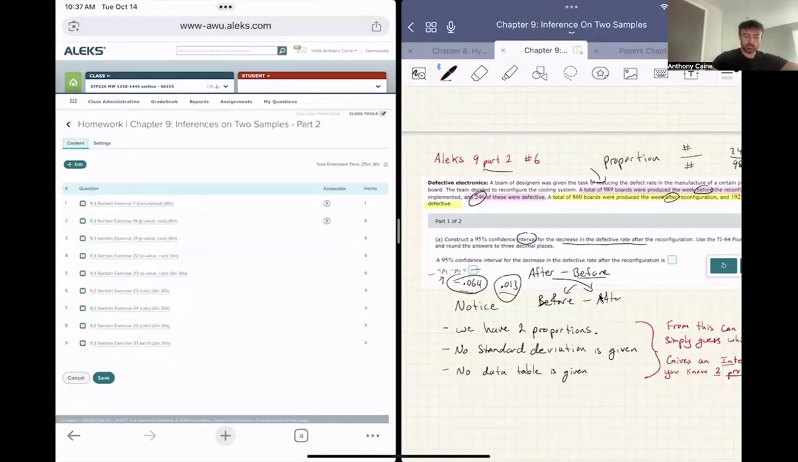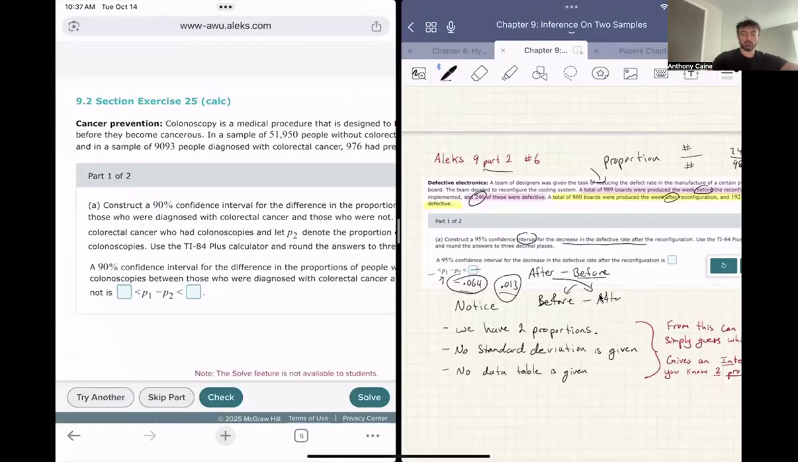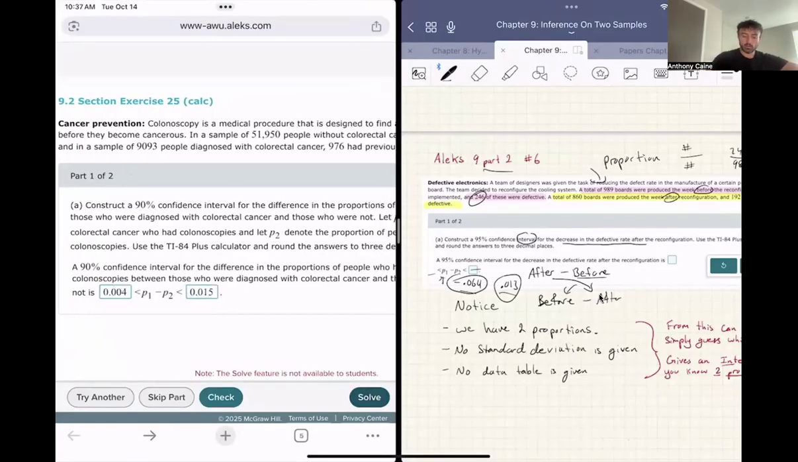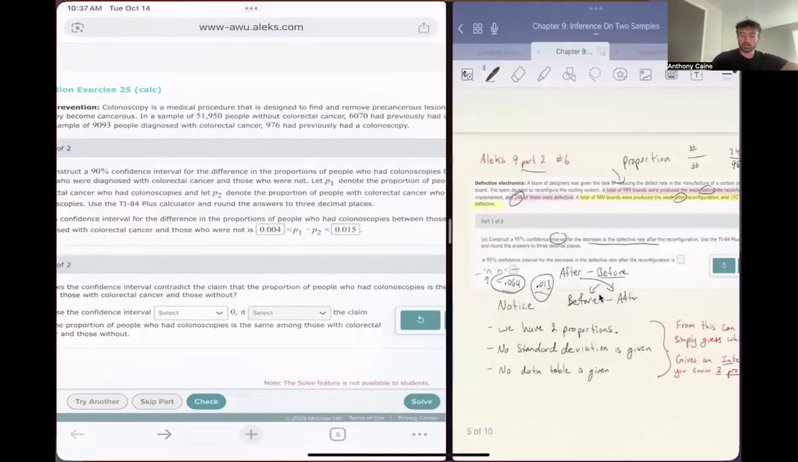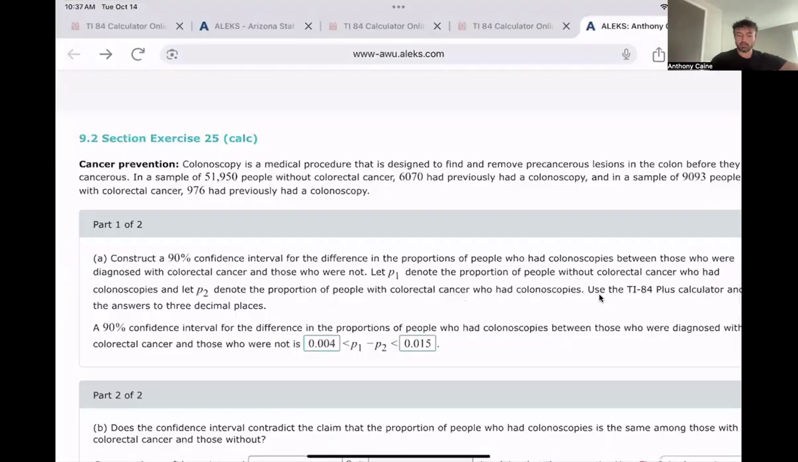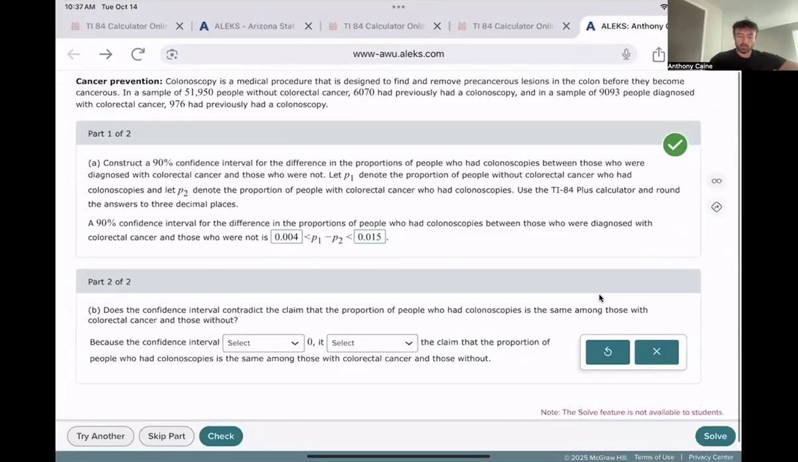contents. This is stuff from 9.3. Well, whatever, that'll work, that's fine. I'm just gonna hit solve and check. So we just saw a part A. This, it turns out, is with cancer screening and stuff like that. Part B, does the interval, okay, cool.